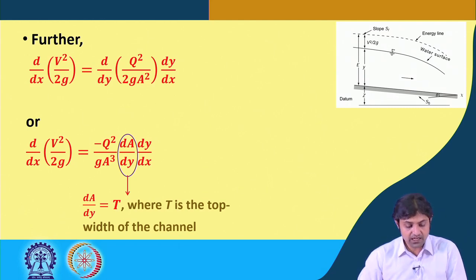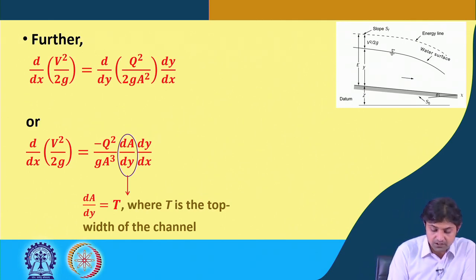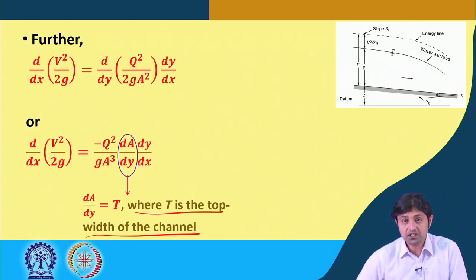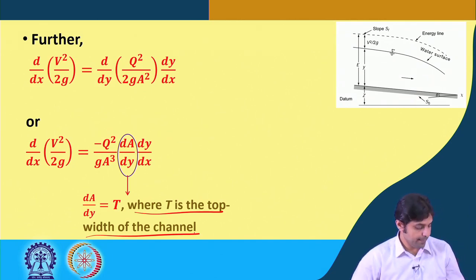So, this dA by dy, the rate of change of area with respect to the depth, is called T, where T is the top width of the channel. So, we are trying to obtain an equation in a slightly different form than what we have seen before. Here T is the top width of the channel.